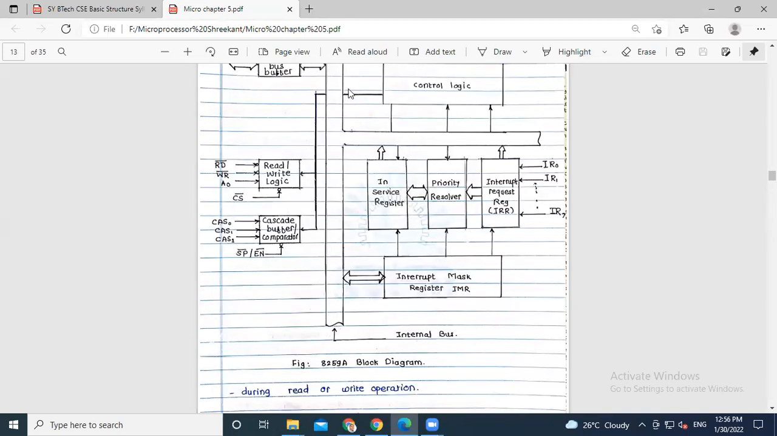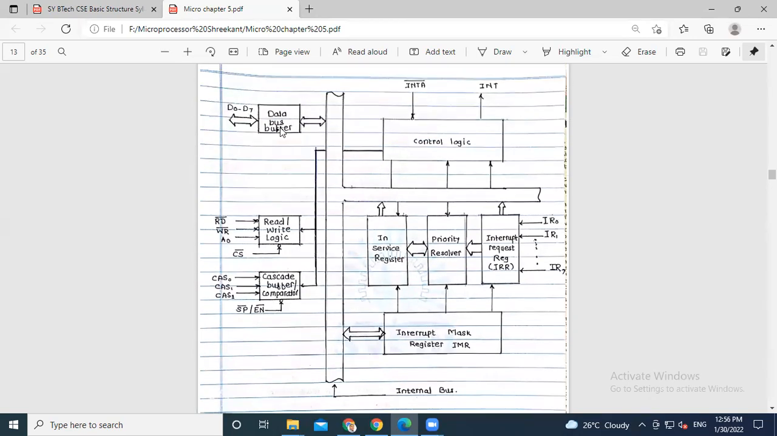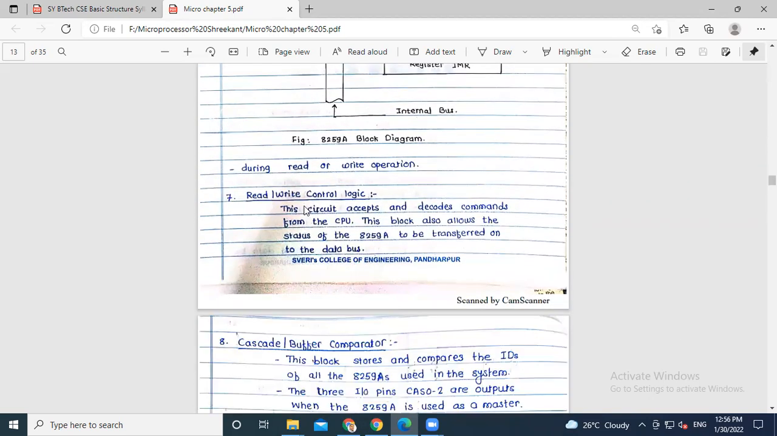Once the data is entered into this, it gets divided into the data buffers D0 to D7, which is ready for read and write, that is the read and write logic. After that, if the queue is full, the cascade buffer is going to be used for the comparator. For that, the control logic is here with the interrupt acknowledgement and interrupts. Once through the control logic, based on the requests, the interrupt request routine, your priority resolver and in-service register are going to handle things and solve the problems in the interrupts. So come to this point, that is the read and write control logic.